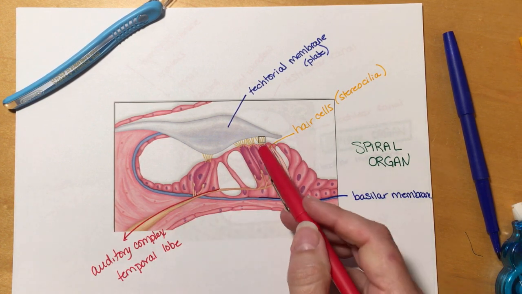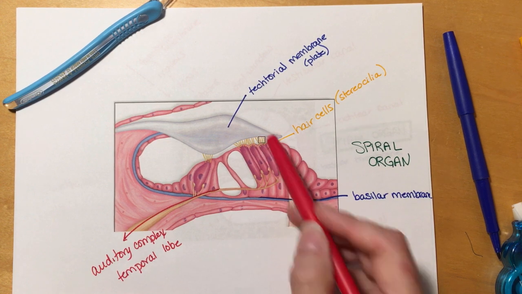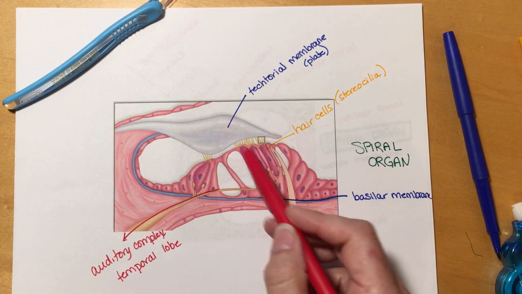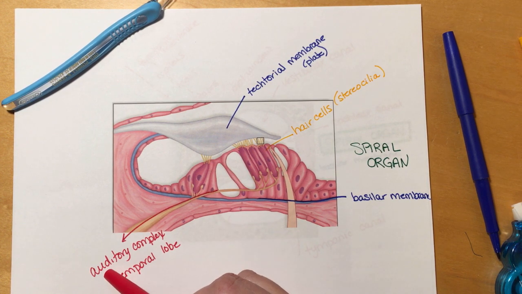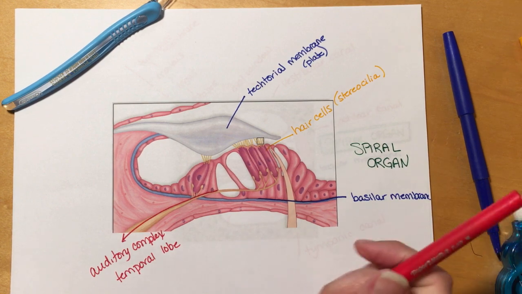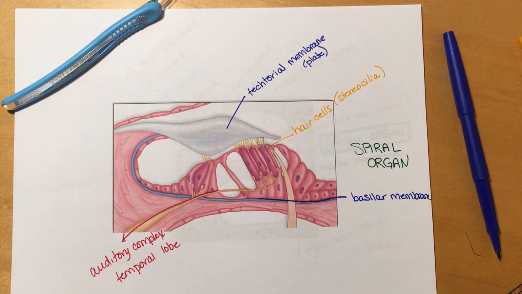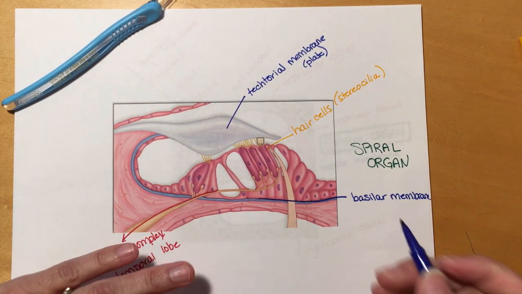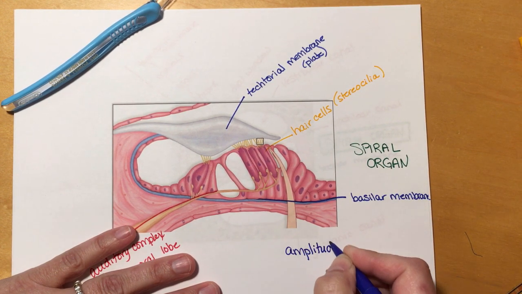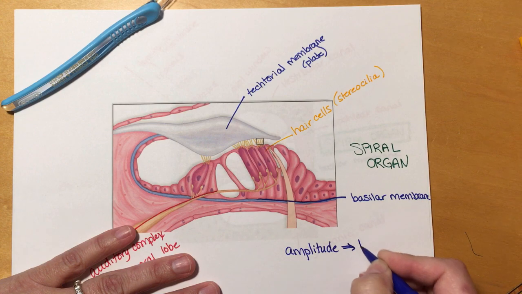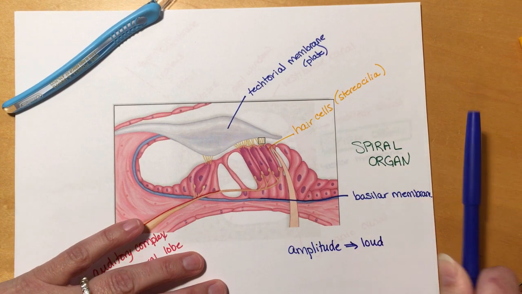So again, it's the mechanoreceptors here on the hair cells that are going to be activated and send an action potential all the way into the brain from the spiral organ. Now there's two different things that we hear when we're hearing. The first one is going to be amplitude. So amplitude basically means how loud something is.